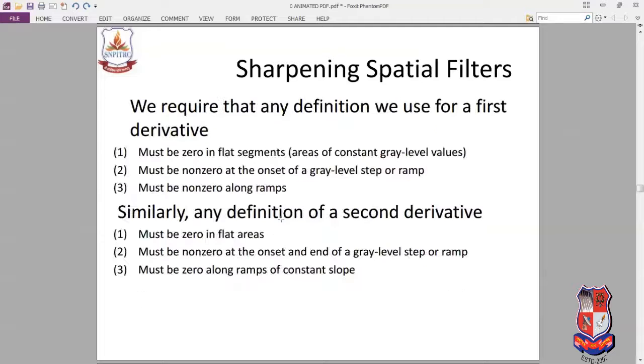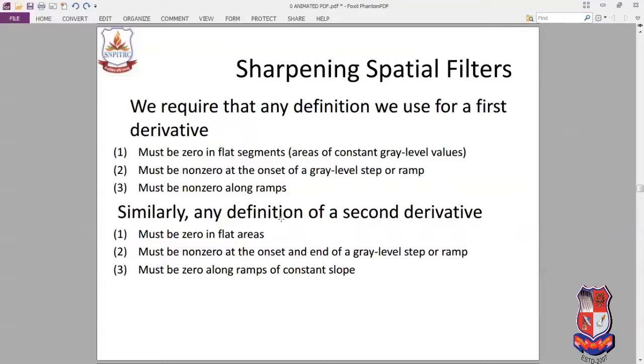Now, going into the sharpening filters, we must follow some definitions, or rather some points that must be fulfilled for defining a particular spatial sharpening filter. We require that the definition we use for the first order derivative must be zero in the flat segments. What do we mean by flat segments? These are areas of constant grayscale. For example, a blackboard is entirely green or black. So we say this must be zero.